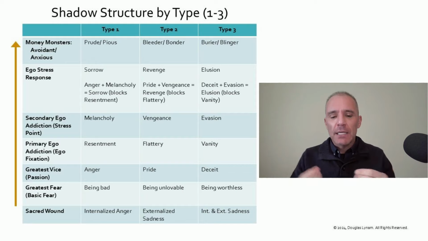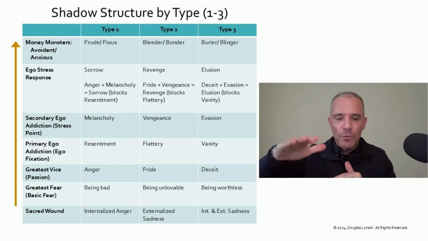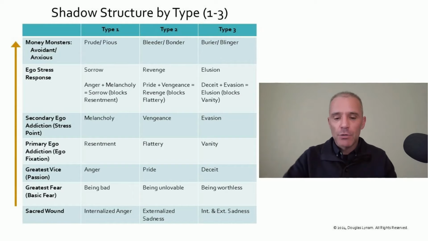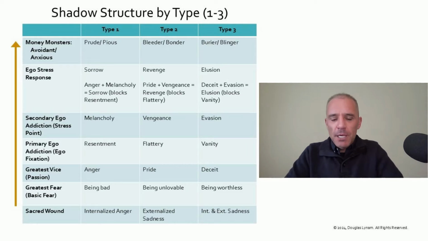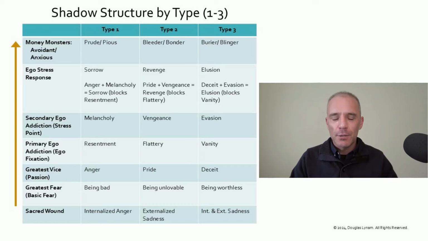And then, of course, that leads into the bleeder and the bonder, the money monsters, and how those then manifest in different ways when we layer anxiety or avoidance on top of that shadow structure. And now we'll come to type 3, my favorite type. That's me. So none of us get out of this game without getting our egos bruised, if we're going to be honest about ourselves.